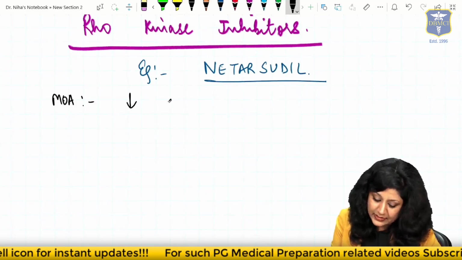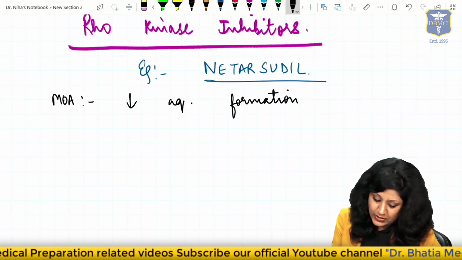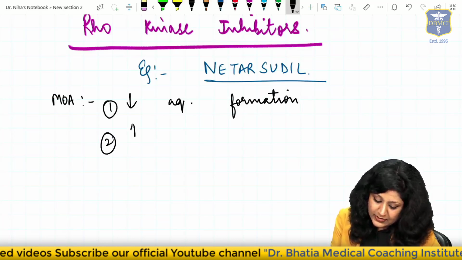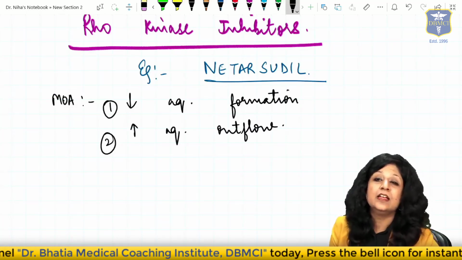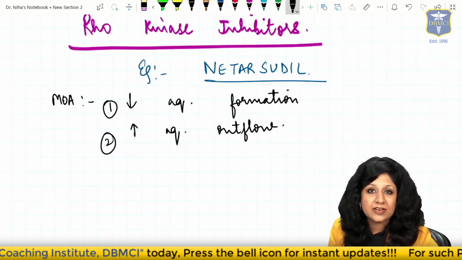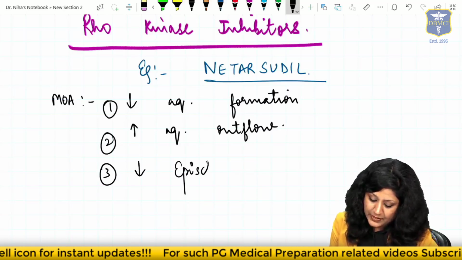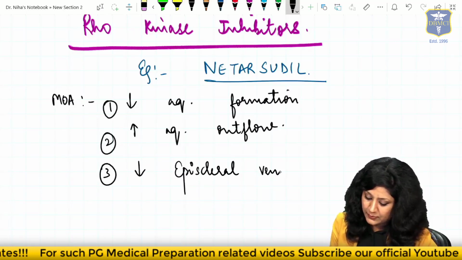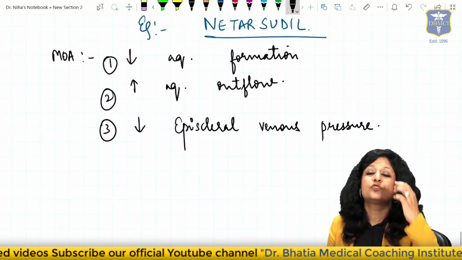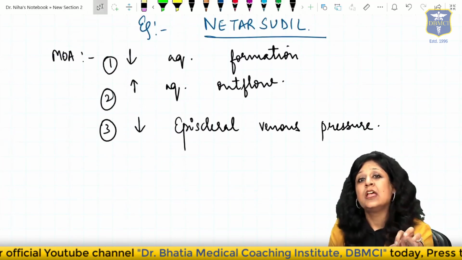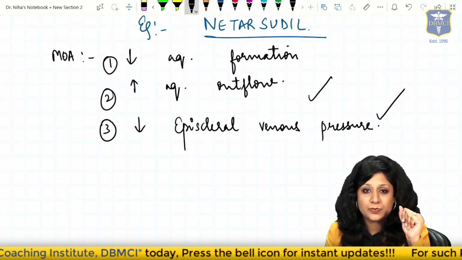First of all, it is decreasing the aqueous formation. Then it is also increasing the aqueous outflow because it is causing vasodilatation. It is relaxing the spaces of the trabecular meshwork, increasing the outflow, and number 3, it is also decreasing the episcleral venous pressure. So, there are 3 mechanisms of action, and can you see it is targeting all 3 mechanisms. It is decreasing the formation, increasing the outflow, and also decreasing the episcleral venous pressure.